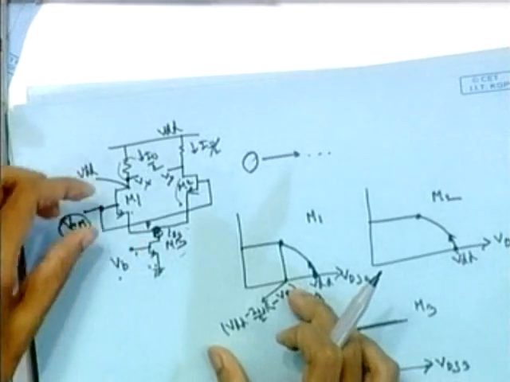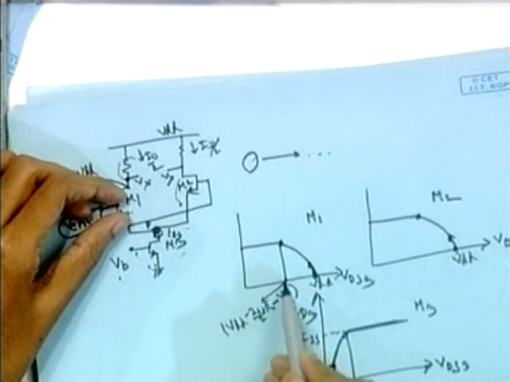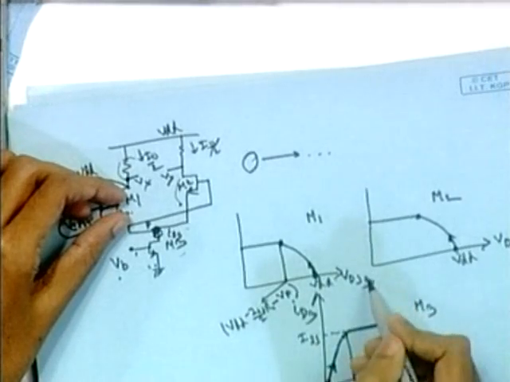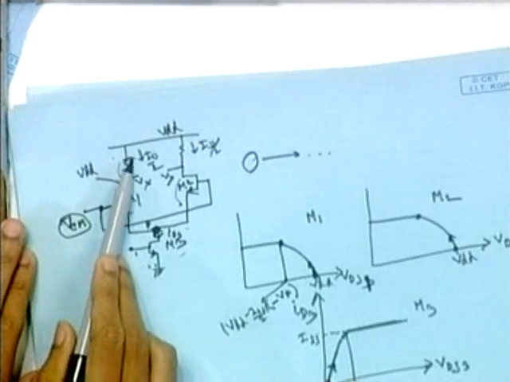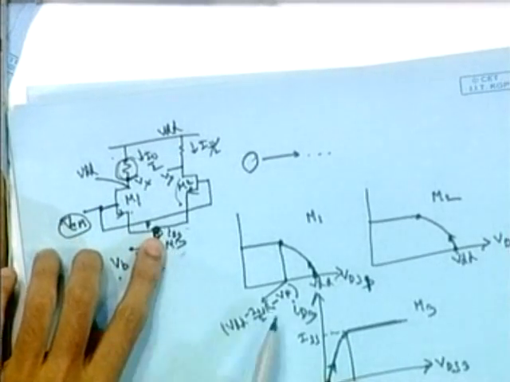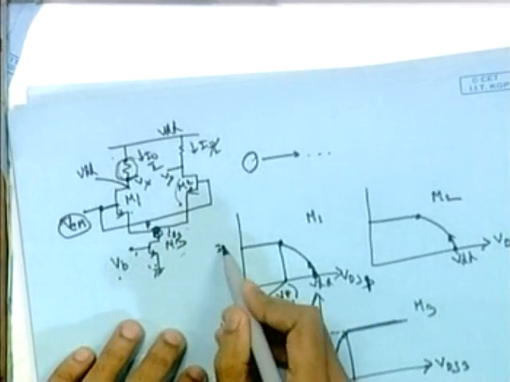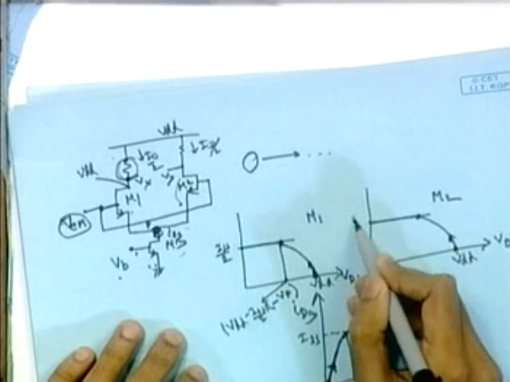So that voltage is dropped across M1. So this is the VDS1. VDS1 will be VDD minus the drop across this resistance, minus this voltage, and this current is ISS by 2.